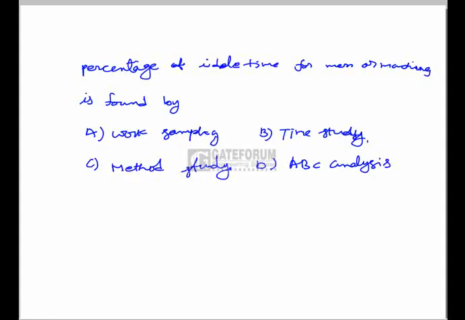The percentage of idle time for men or machines is found by, the options are work sampling, time study, method study and ABC analysis. The right answer is work sampling. By using work sampling, we can find the percentage of idle time for men or machines. Here the right answer is A.